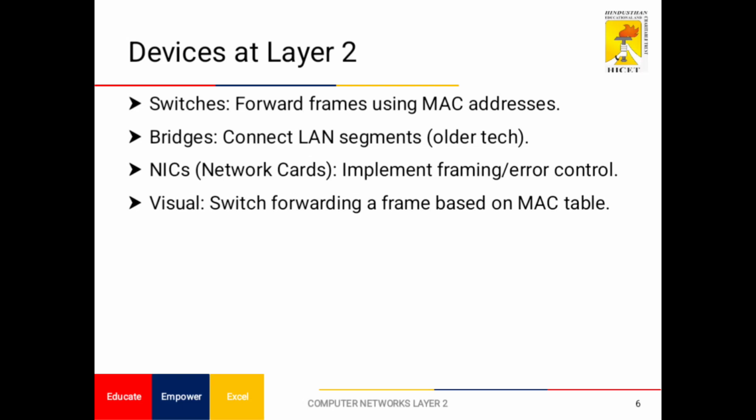Next one is bridges. This is used to connect LAN segments. This is an older technique which was used to connect multiple LAN segments. Then the NIC, that is the network interface card, is used as a hardware device for receiving the data from the other layers to transmit depending on the device. Next is the virtual switch, which does switching, forwarding packets in the frame based on the MAC table. That is, the MAC has an addressing table.